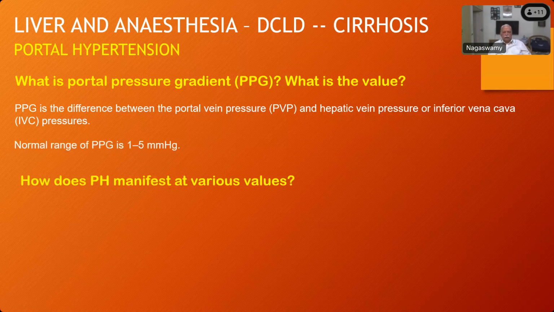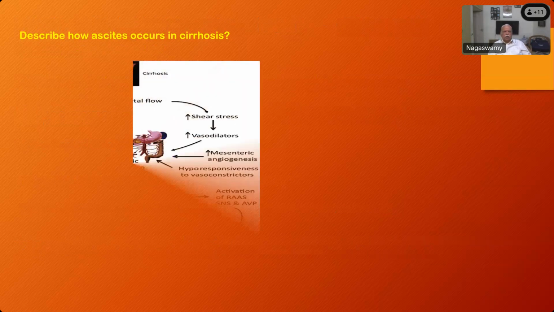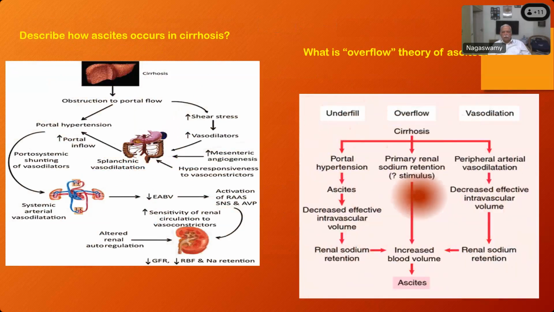How does it manifest at various values? When the value is 5 to 9, it represents subclinical portal hypertension. When the portal pressure gradient increases to more than 10 millimeters, portal hypertension complications are likely to occur in the form of varices, digestive bleeding, ascites, infection, and encephalopathy or renal failure. And how ascites occurs, this picture will show you how the obstruction happens. And there are overflow and underflow theory, which you can all find in the books.